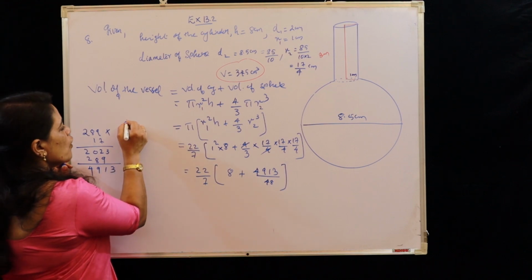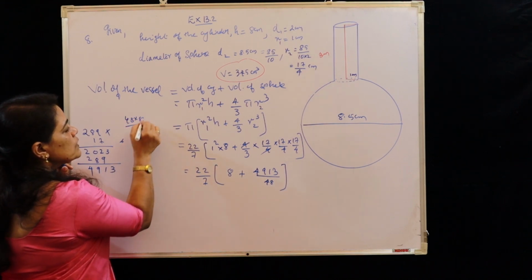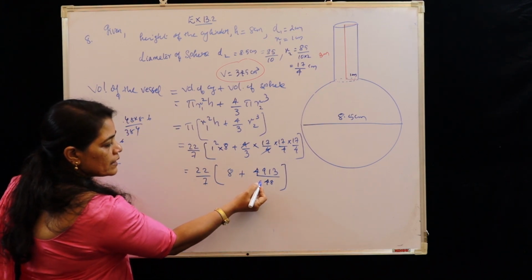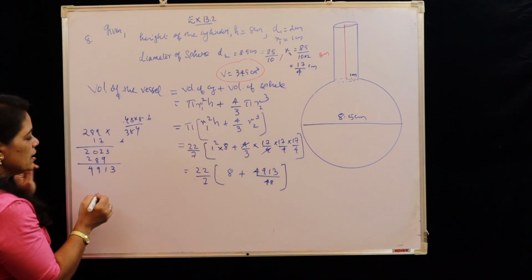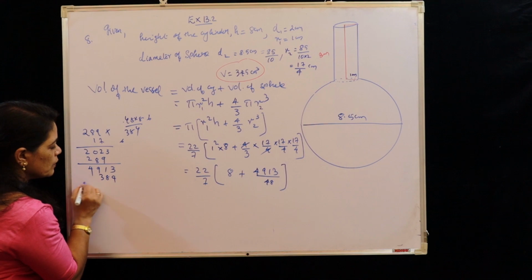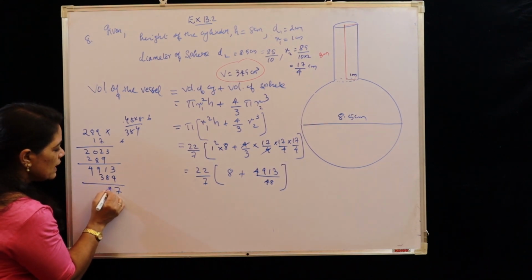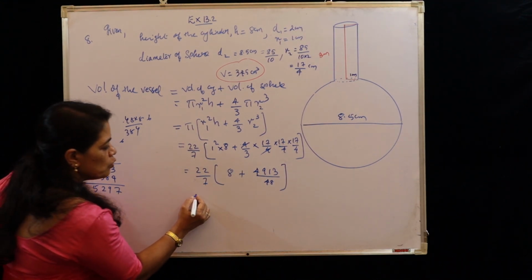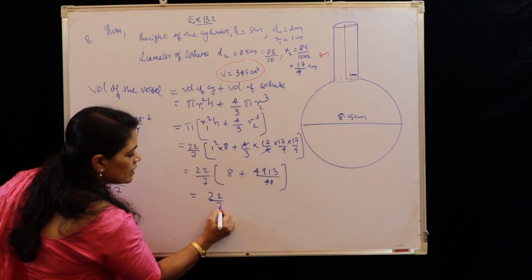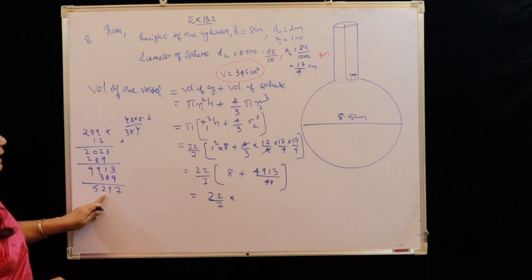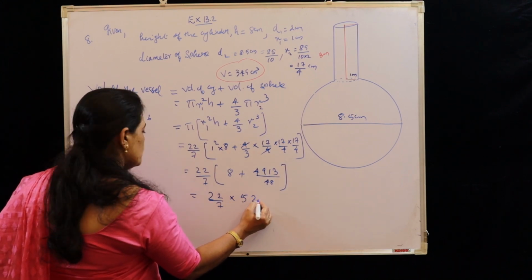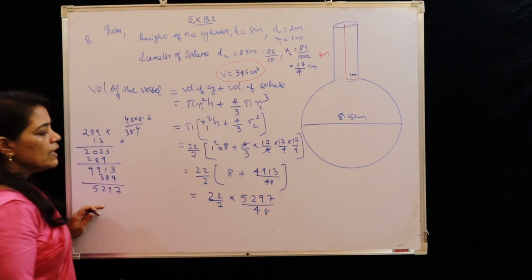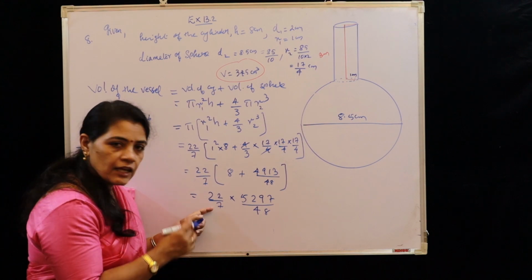4913. So 48 into 8 is 64, 6 carries, then 32 and 6 is 38, 384, plus this 4913, that is 384 we have to add. So 5 2 9 7. This number will come in the numerator, that is 22 by 7 into 5297 divided by 48.